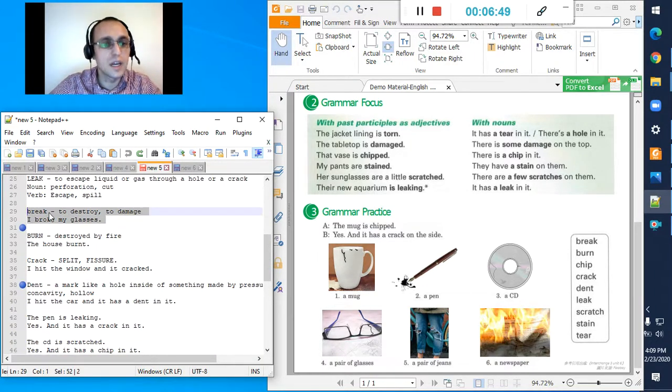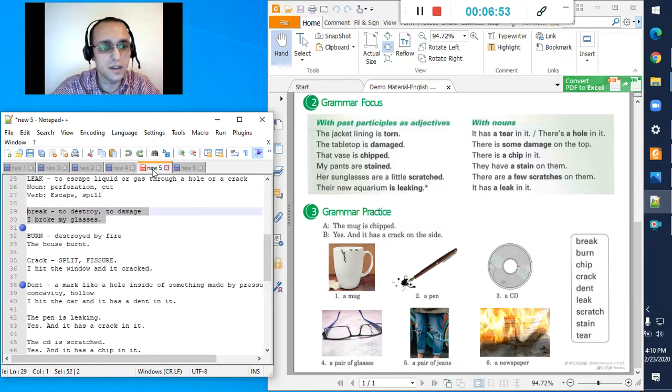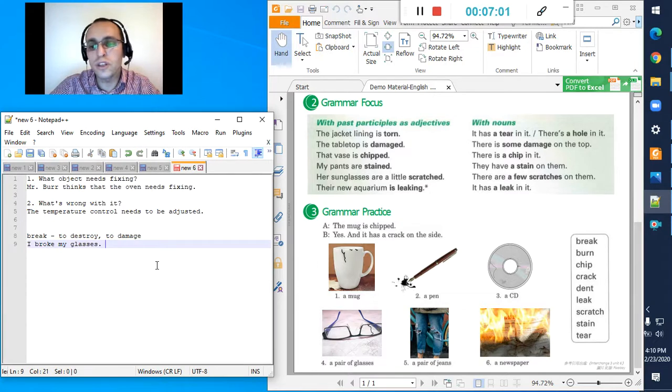Exactly. I broke my glasses. Very well. Thank you very much. The next one, burn. It means destroyed by fire. Can you make an example sentence? Okay. The house burned. Very well. Let's practice one more time the word burn.